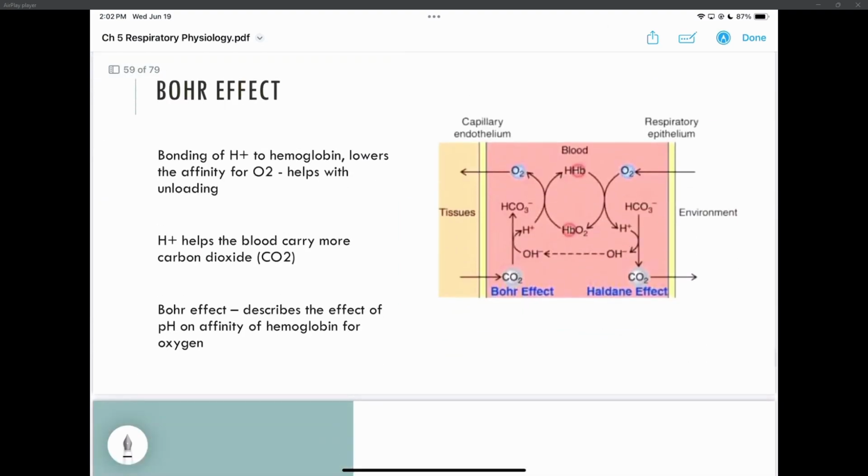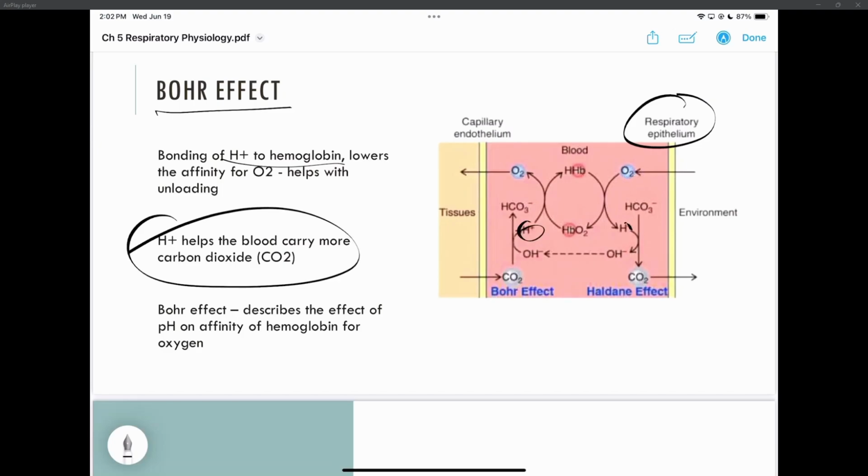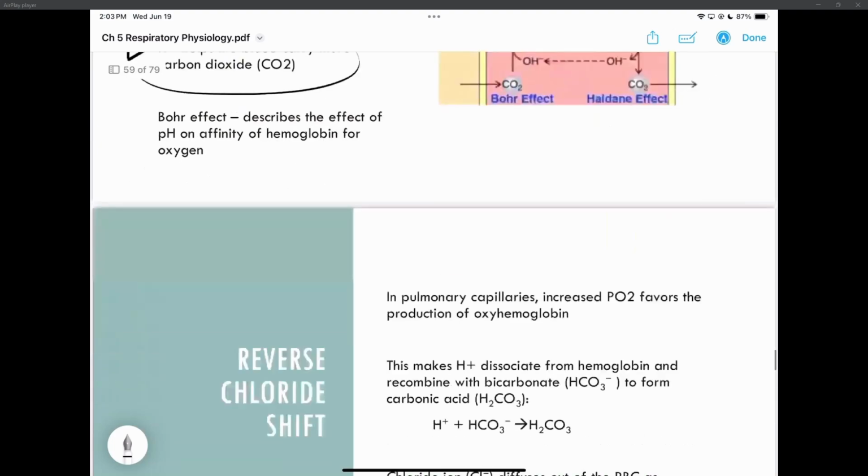Now we're at the lungs. We have to get rid of it. So this is the Bohr effect, talking about binding the hydrogen to the hemoglobin, which is made in this process right here. Again, it helps carry more carbon dioxide. And this is what happens.